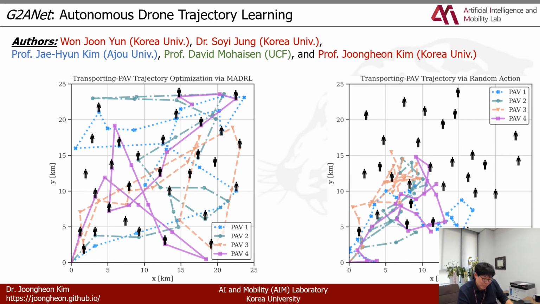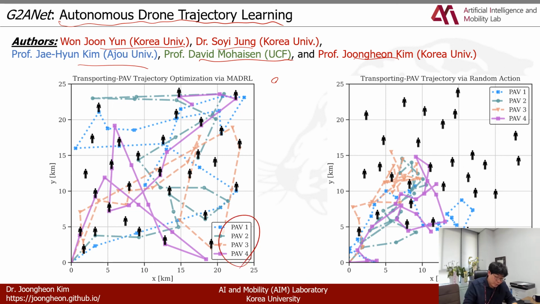So next is an algorithm for autonomous and connected vehicles: we are talking about drone taxis. This is autonomous drone trajectory learning. This is also by Professor Jaehyun Kim and David Moisen and myself here, and my students Wonjun Yoon and previous Ajou University PhD student Soi Jung. This is based on the result of multi-agent deep reinforcement learning. Actually, the drone taxi problem is very interesting.